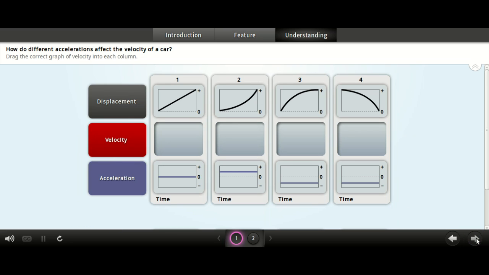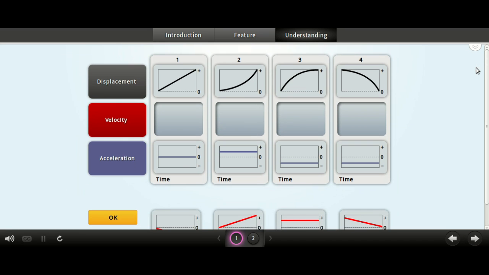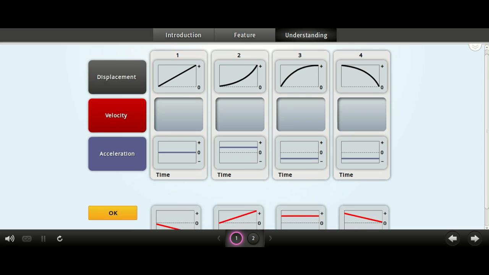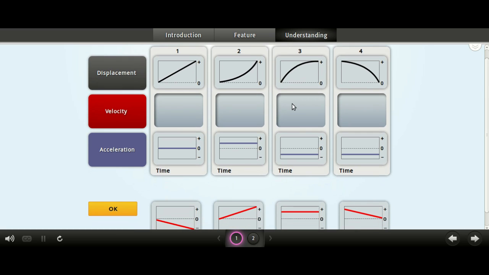Each column shows graphs of displacement and acceleration for the same moving car. Which graph of velocity matches each situation? Drag the correct graph into each space, then click OK.